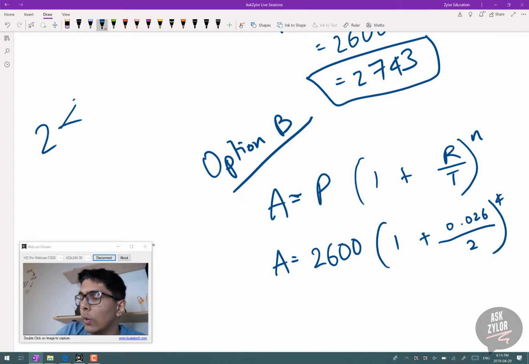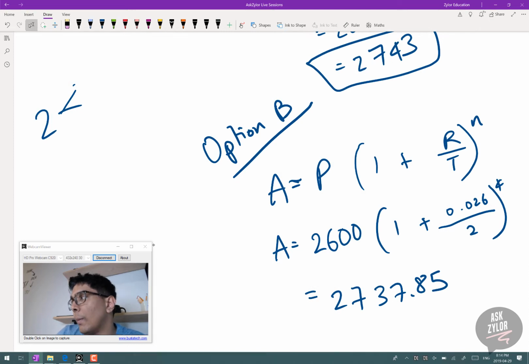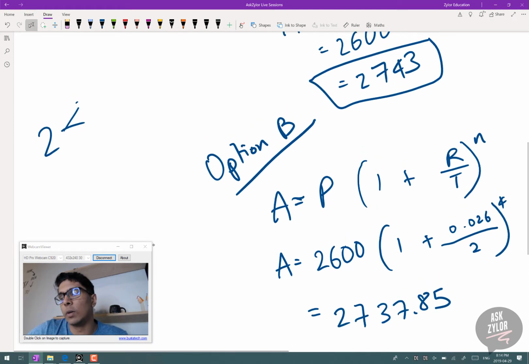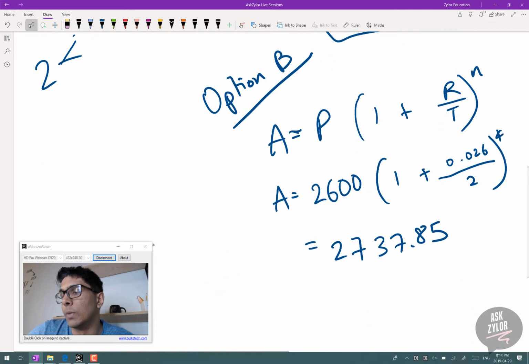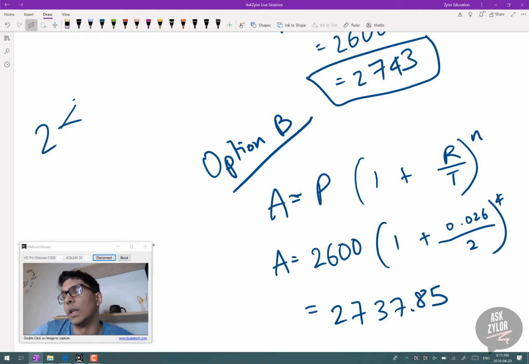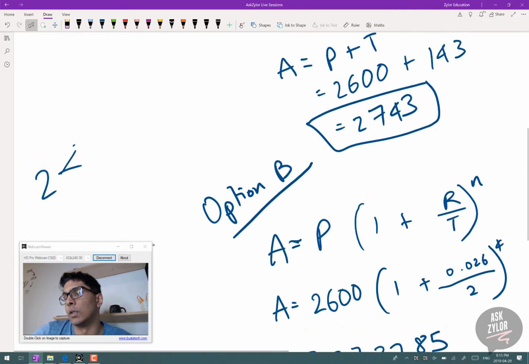So this is what the equation is going to look like. So I can evaluate this to be 2737.85 as my total amount. Right, so when we compare the two options, option A makes 2743, option B makes 2737. So we're trying to find out what's better, so the better one has to be option A.